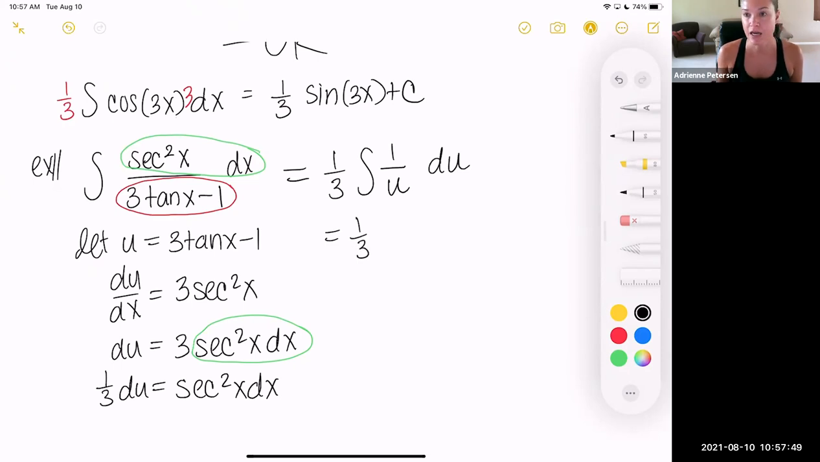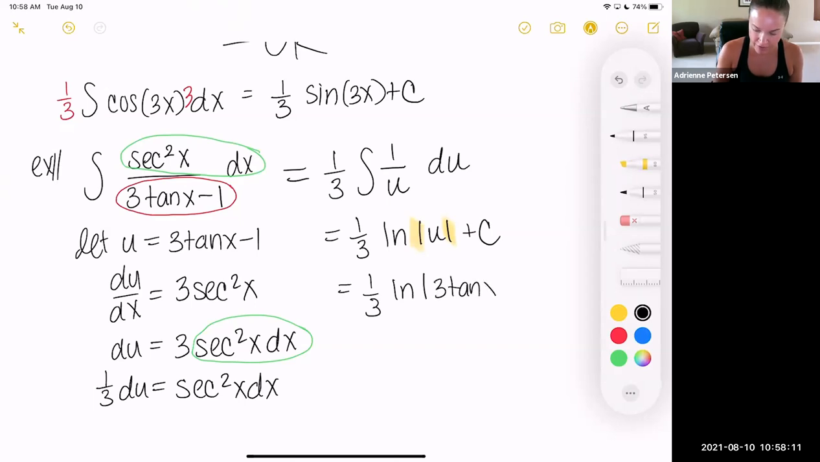So our next step is to take the antiderivative of 1 over u, which we know is ln of the absolute value of u. Don't forget these absolute values. That's really, really important when we're finding antiderivatives. Our next step is to plug u back in. So we have 1/3 times ln of the absolute value of 3 tangent of x minus 1 plus c.